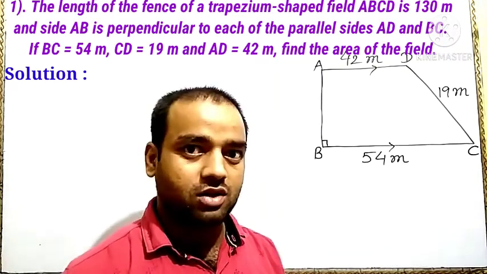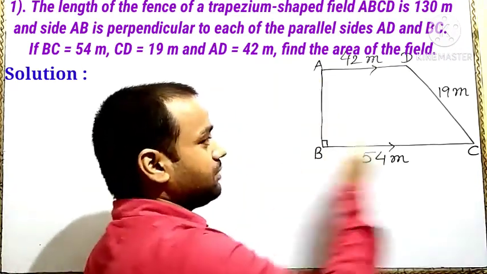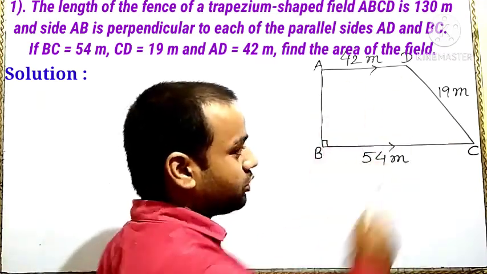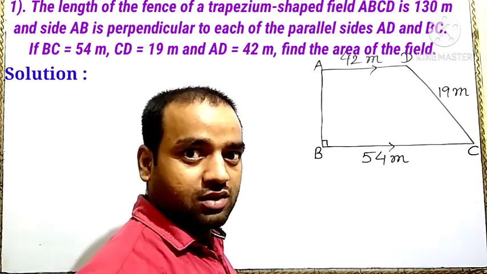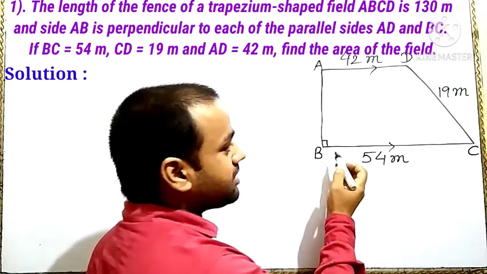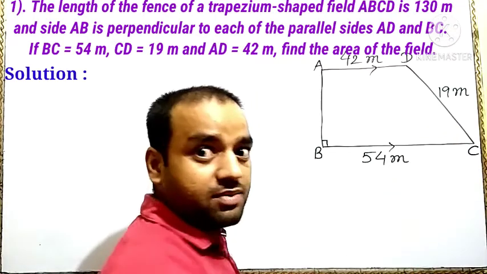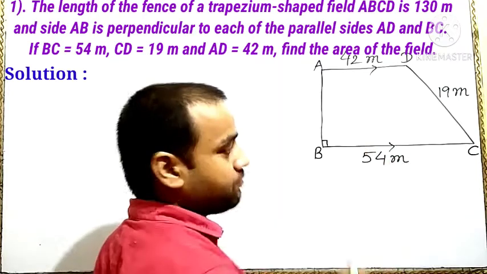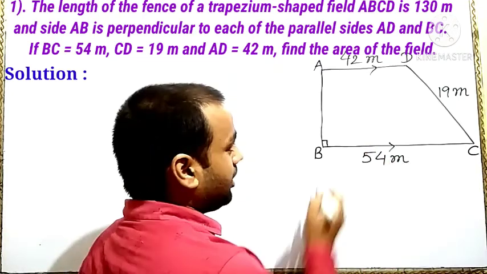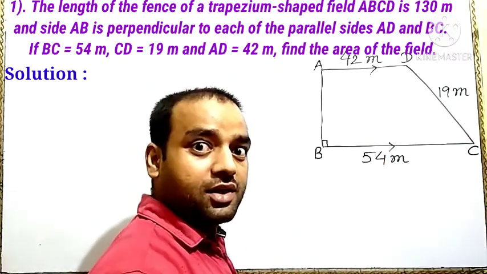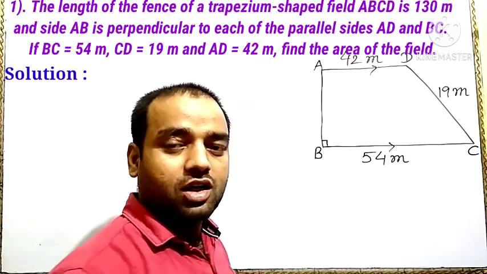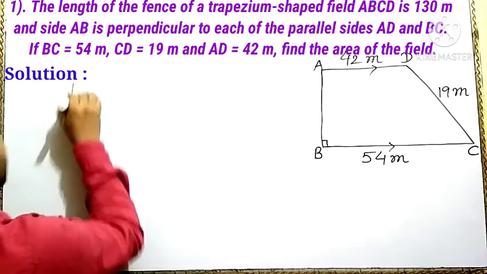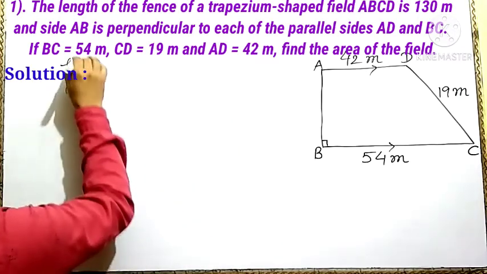So here first of all we draw a trapezium ABCD. Here AD is parallel to BC. Is it clear? Length of fence means length of boundary. Fence means घेराव करना, बेड़ा लगाना, घेरा लगाना. Is it clear? So here given perimeter of trapezium. The length of fence means here given perimeter of trapezium.